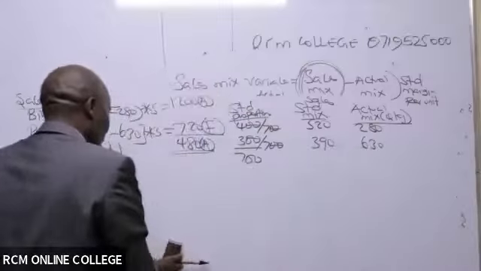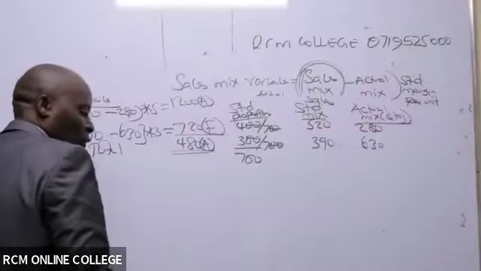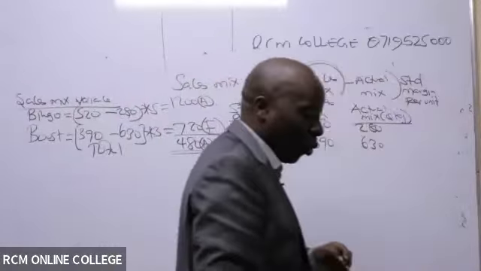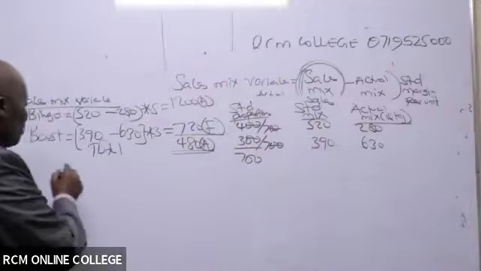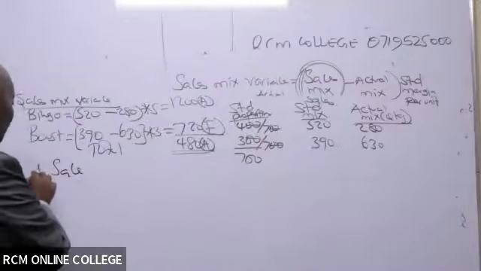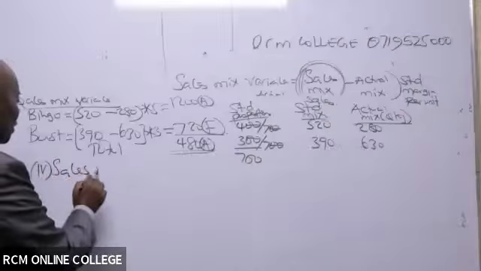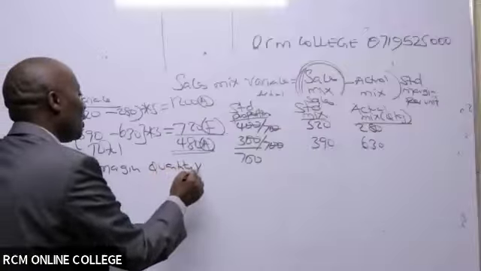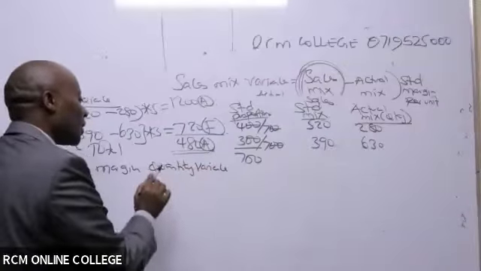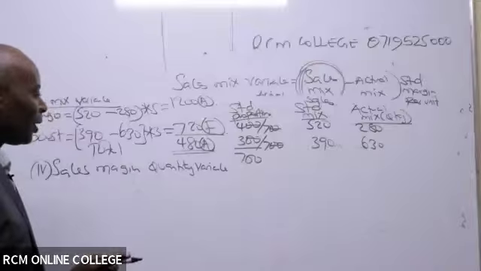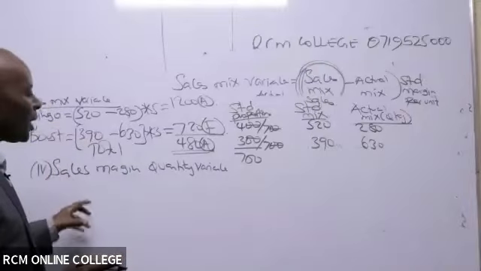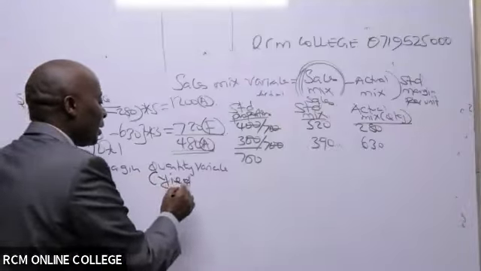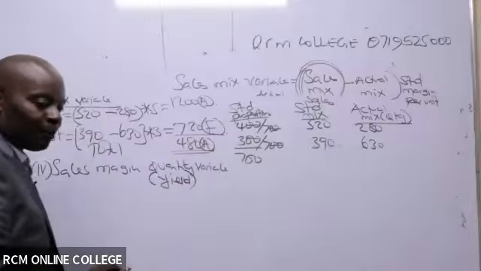Now from there, we do the very last one. The very last one here is called sales margin quantity variance. So we have here sales margin quantity, number 4 or something. This one can easily confuse people with the volume. In terms of sales margin quantity variance, quantity is the same as the yield.